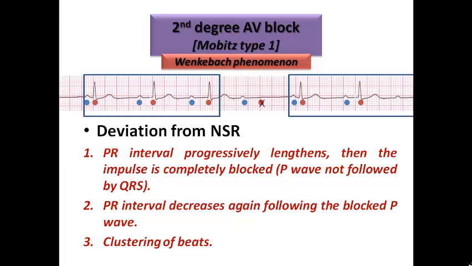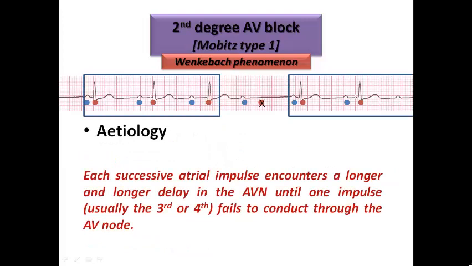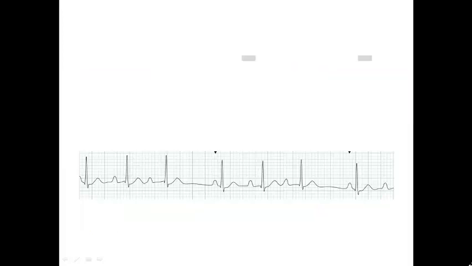And of course the blocked beat can occur with the second cycle, the third cycle, the fourth cycle, the fifth cycle, etc. It is not, for example, a fixed number or a certain order that the blocked beat should occur in the third beat or in the fourth beat. It may even occur in the second beat or even in the fifth beat. So the etiology here is that each successive atrial impulse has a longer and longer delay in the AV node until one of them fails to conduct through the AV node.